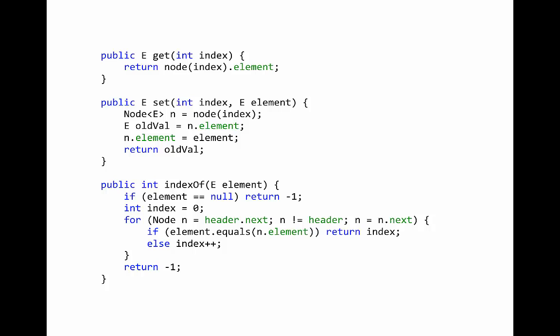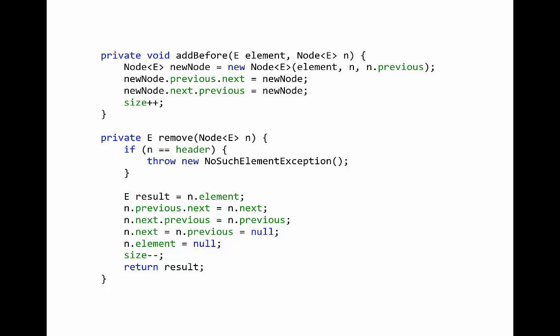The get method simply calls the node method and returns a handle to that node's element. The set method replaces the element in the appropriate node and returns the original element. And the indexOf method returns the index of the element if it exists in the list, or -1 if it does not.